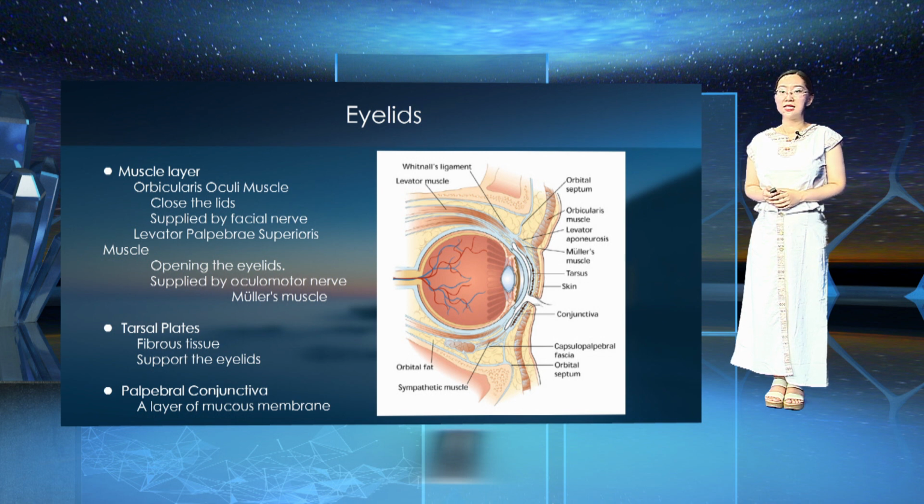Tarsal plates are a dense fibrous tissue layer. It's the main supporting structure of the eyelids. There are meibomian glands in the tarsal plates. The lids are lined posteriorly by a layer of mucous membrane, the palpebral conjunctiva, which adheres firmly to the tarsal plates.